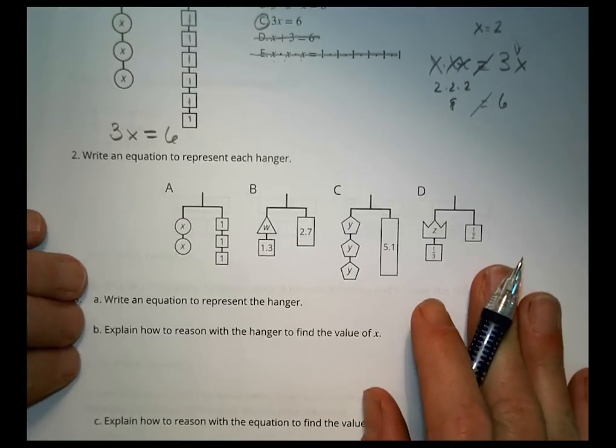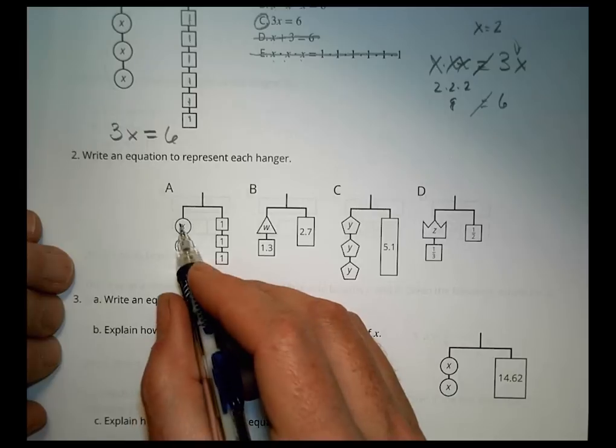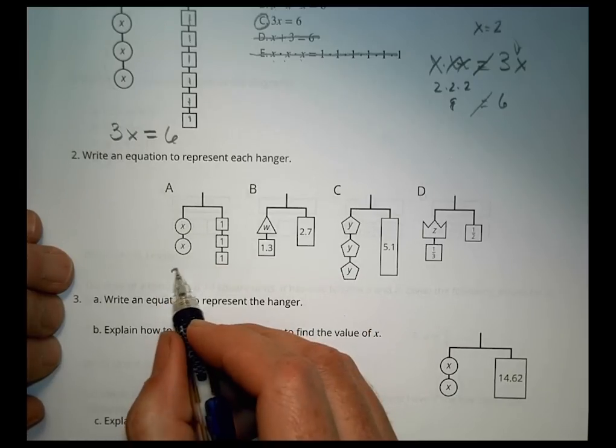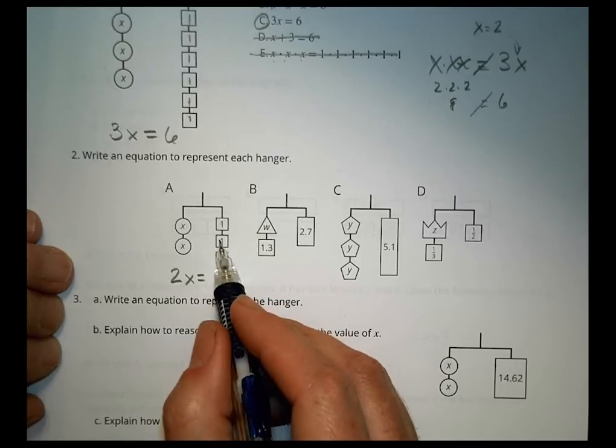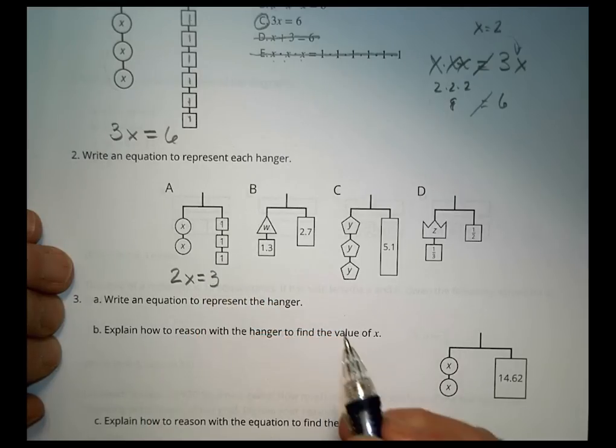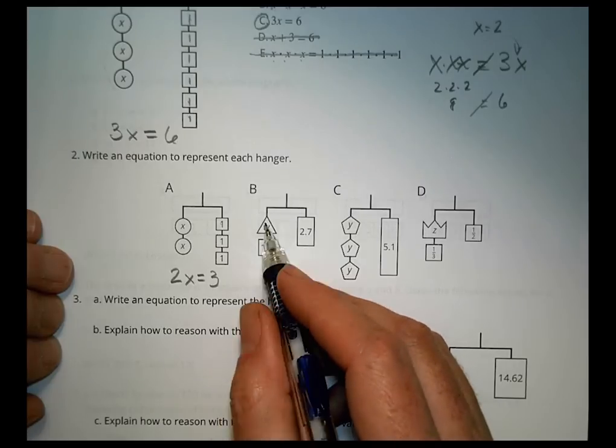Number 2. Write an equation to represent each hanger. Alright, so in this case, we have how many groups of x? We have 2 groups of x. And what does it equal? 1, 2, 3. Alright, here we see there aren't any groups. We just have a combination of 2 things.